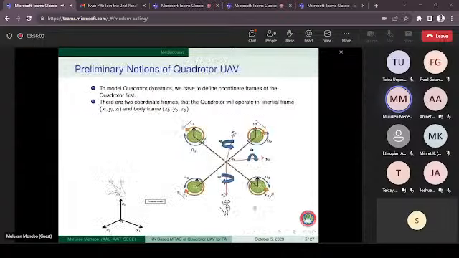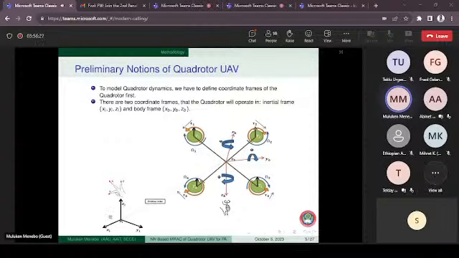When we go to the methodology part, the first part is the controller design part. To design a controller, we first model the physical system. Modeling means expressing a physical system in terms of mathematical equations. So to model quadrotor dynamics, we have to first define coordinate frames in the quadrotor system. In the quadrotor system, there are two coordinate frames, right? Those are the body frame and the inertial frame.